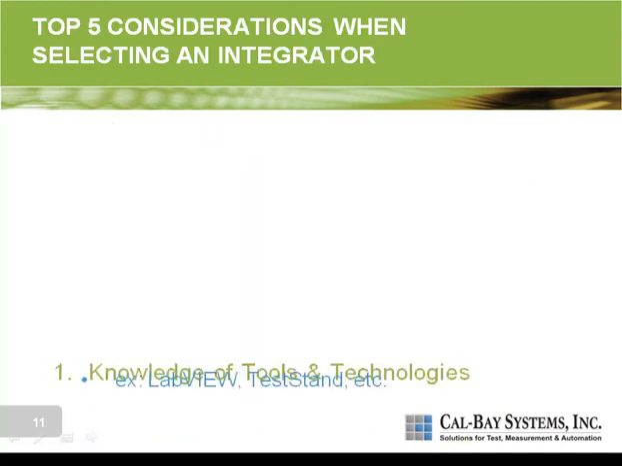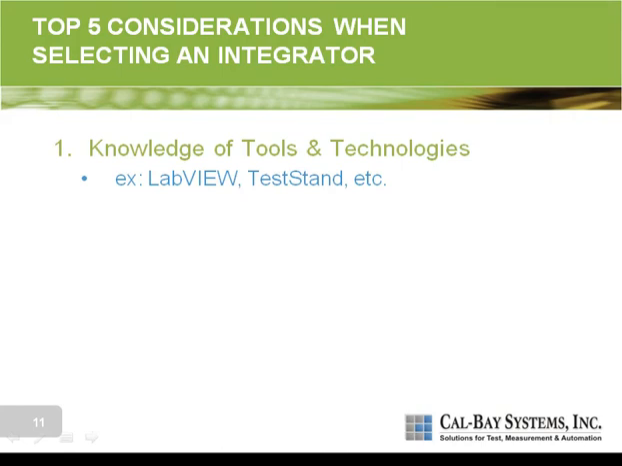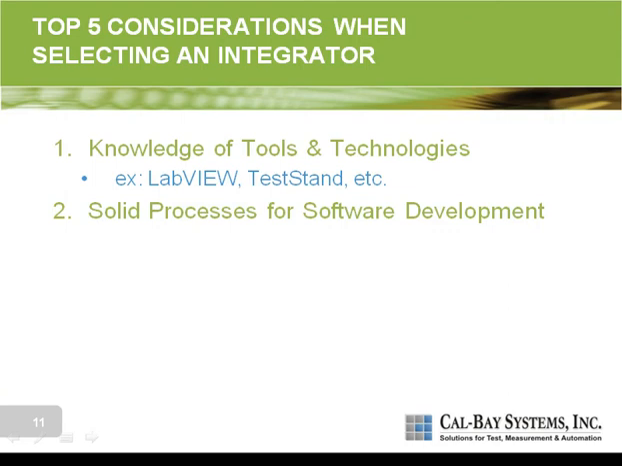So the top 5 considerations when choosing an integrator: you want to look for somebody who has a knowledge of the tools and technologies. So in the case of tests, you want to find people that have LabVIEW and TestStand certifications. You're looking for a company that has solid processes for software development. You want to talk to them about what processes they use for source code control, for bug tracking, for bill of materials tracking, etc.